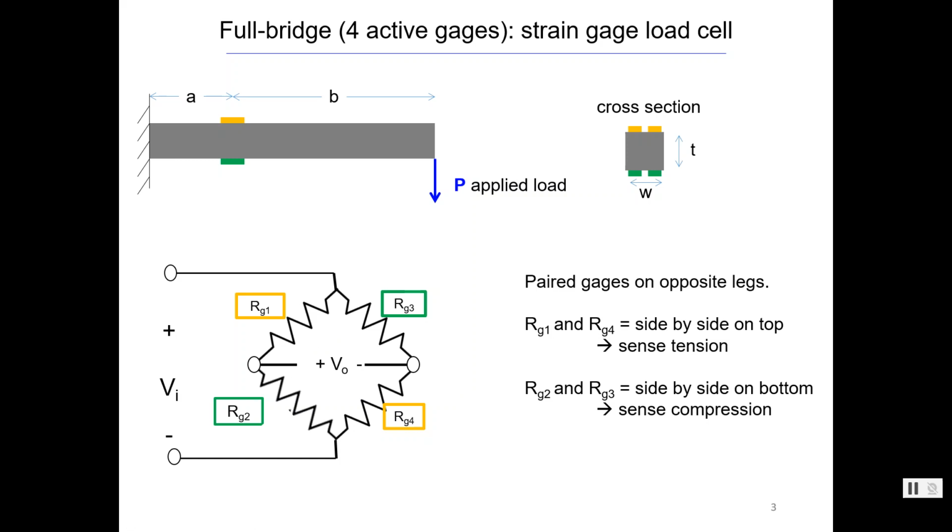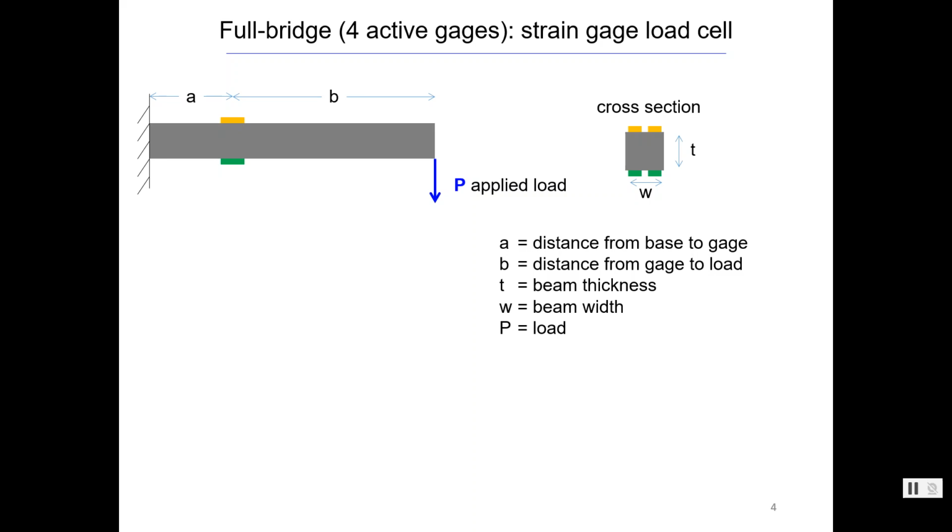Like we learned in the last lecture, this would be a full bridge because we have 4 active gauges on here. The temperature effects will cancel out. That was part of the beauty of arranging them in this way. And that equation, so long as our 4 strain gauges are the same, as in they have the same nominal resistance, then we can use that equation for the full bridge. And I'm going to get to that eventually. So this just talks about all those dimensions and the load that I already mentioned.